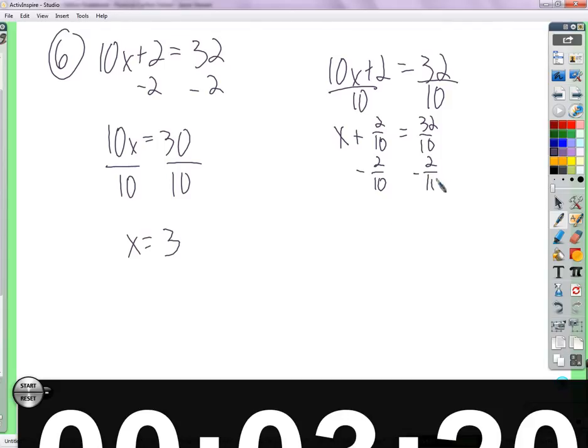Minus 2/10. Can I subtract 2/10 from 32/10? Yeah. Why am I allowed to do that? Because they have a common denominator of the same size, right? 32/10 minus 2/10 is 30/10, which is 3. Now we only got the right answer because when we chose to divide by 10 on both sides, we did it correctly. We divided by 10 on both sides.